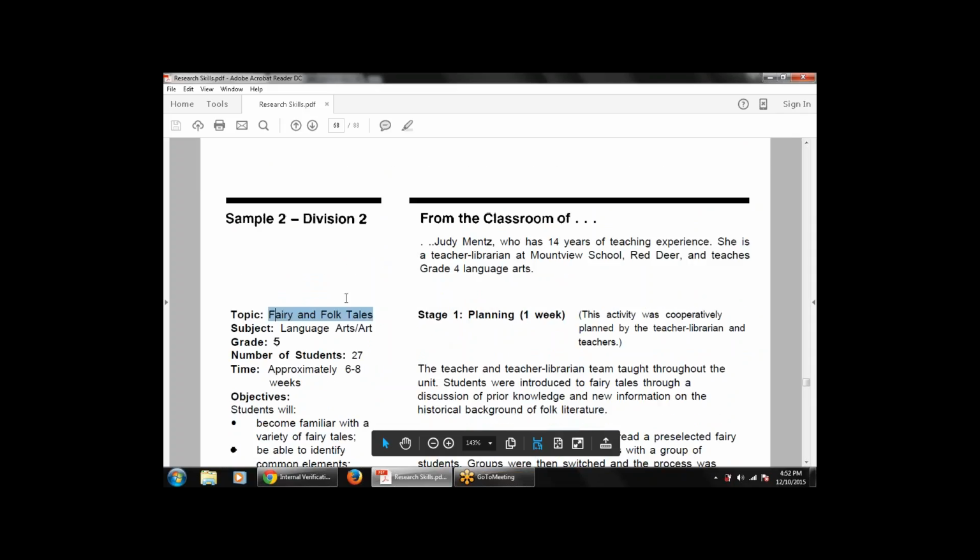Now, what is the main topic? That is fairy and folk tales. This is one of the poems that is taken out. The subject is language arts. Then the grade is 5, and the number of students enrolled is 27. So there is a total of 27 students. The time is approximately 6 to 8 weeks.